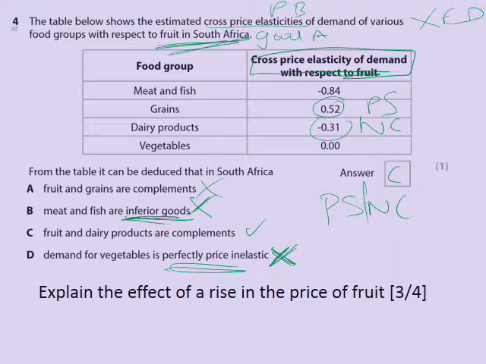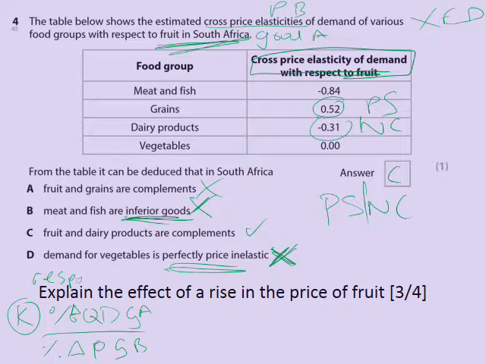Explain the effect of a rise in the price of fruit. 3 marks if it's an AS question, 4 if it was an A-level question. The K part is going to be the formula or the definition, so percentage change in quantity demanded of good A over percentage change in the price of good B. You could also remember it as the responsiveness of quantity demanded of good A to a change in the price of good B. In terms of our A mark, we know that fruit and dairy are complements, so it's unlikely we'd get another mark for that, but we then could talk about the ones that are substitutes. So grains are substitutes.